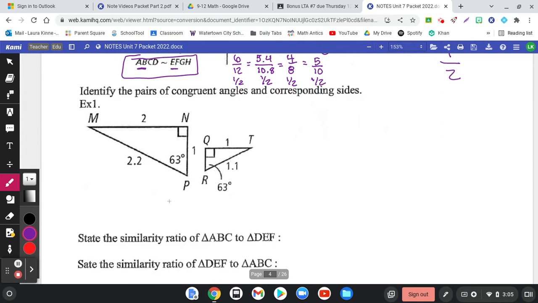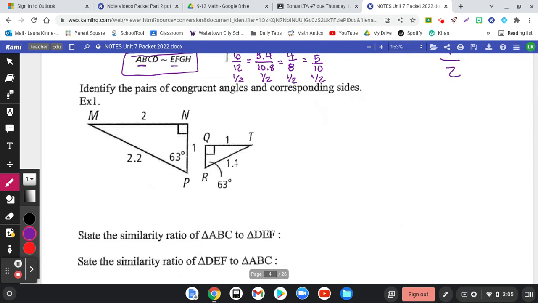Okay, so identify the pairs of congruent angles and corresponding sides. All right, so first of all, I see that this is 63 and this is 63. I see that angle N and Q are both 90. Well, if you want to figure out what that missing angle is, you could subtract. But because these two are the same, we know that the third angle is going to be the same as well.